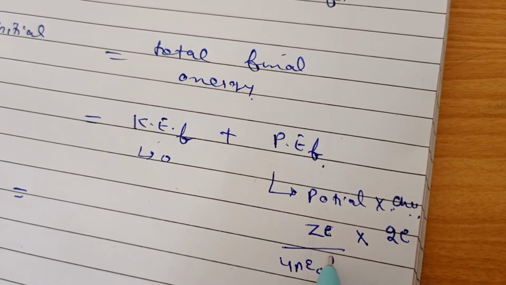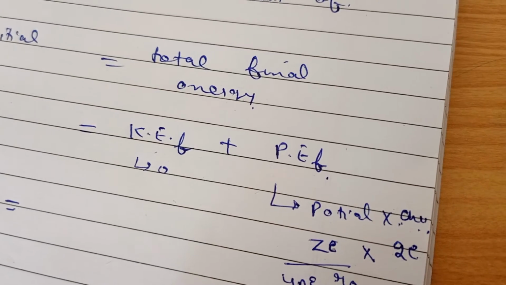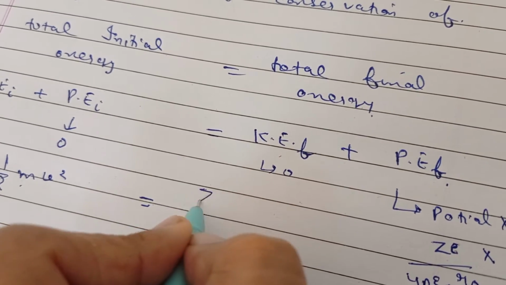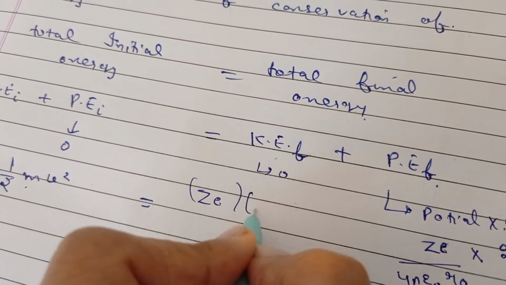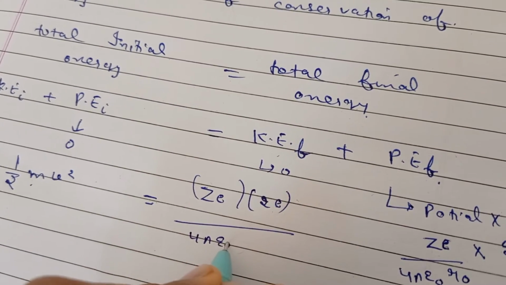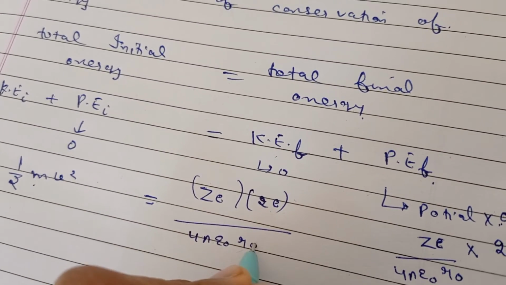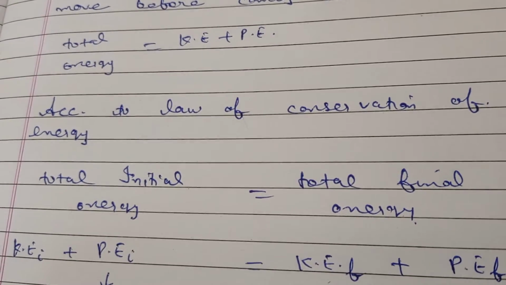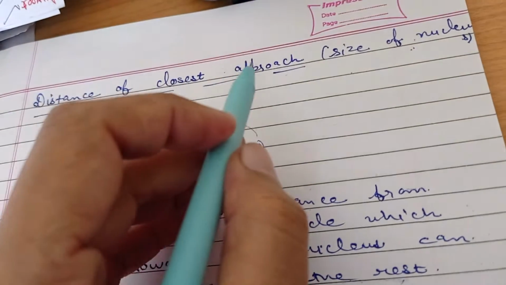What is the distance here? The distance here will be r naught, the distance of closest approach. It will be the potential energy. I am putting here Ze into 2e over 4 pi epsilon naught r naught. Okay students, now by applying this law of conservation of energy you can calculate the distance of closest approach.